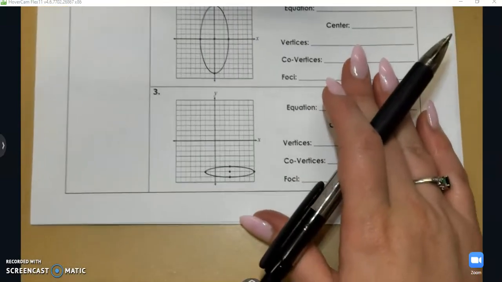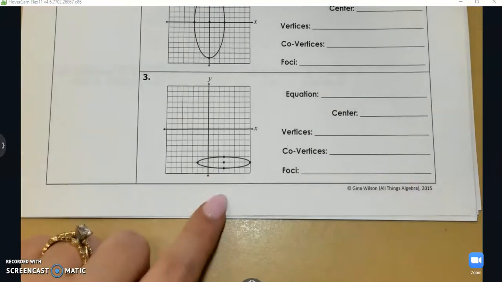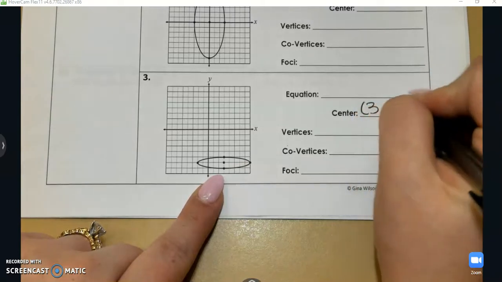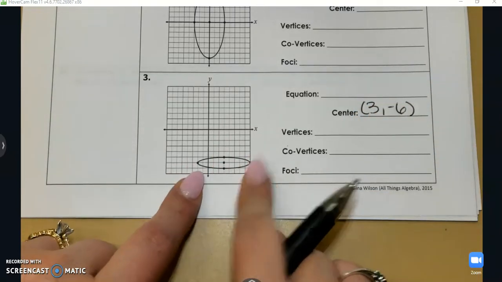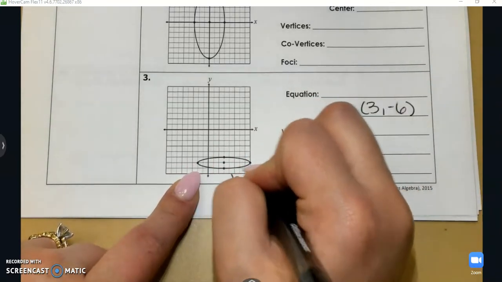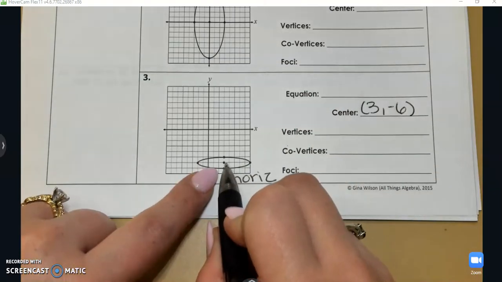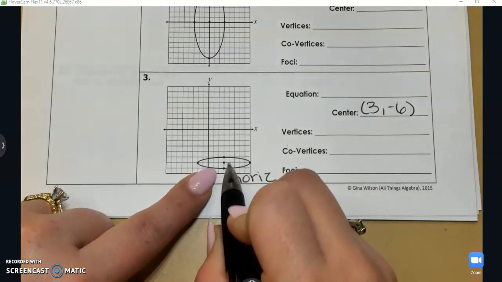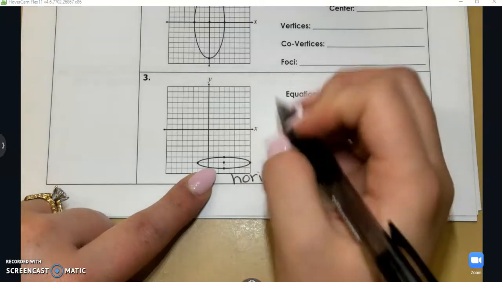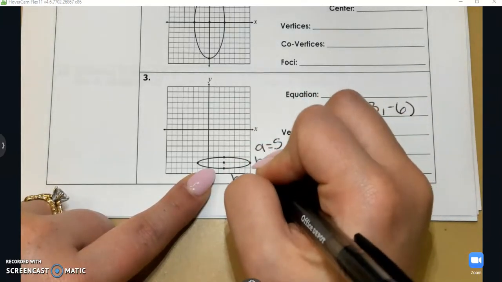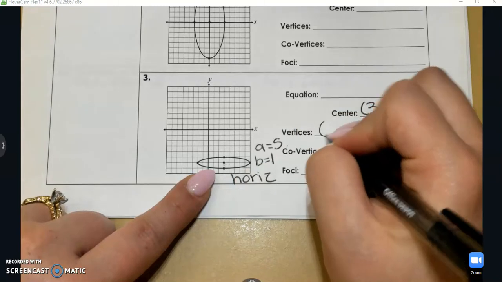Well, when we are given the graph, like we are on this page on number 3, we're told where the center is, right? We can identify it here. That is at the location 3, -6. And from looking at the graph, I know that this is a horizontal ellipse. So let's look at how far away my vertices are from the center. We can count 1, 2, 3, 4, 5. That means that A is 5. And from the center to the co-vertice, that's 1, meaning B is 1.